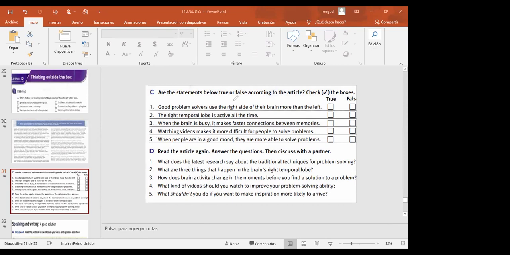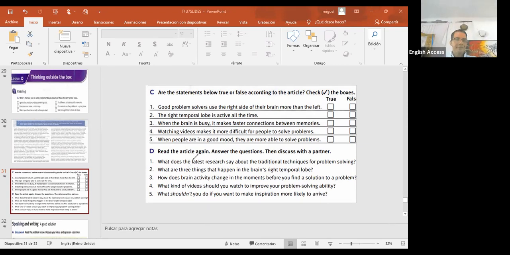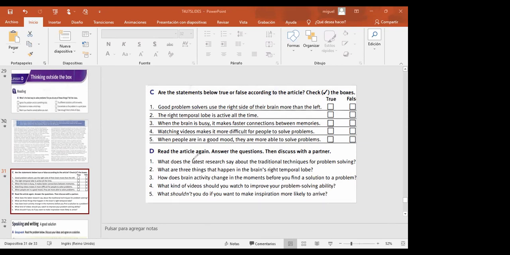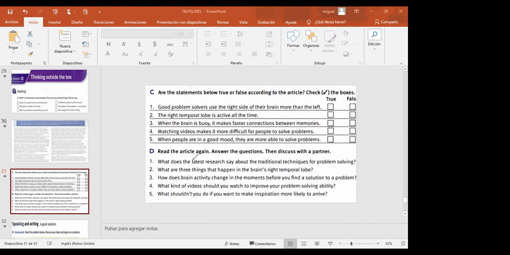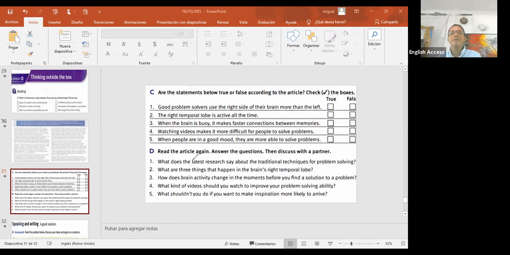When people are in a good mood, they are more able to solve problems. I think it's true, teacher. Reading the article, the investigation by the scientists said that it's true. Yes, that was the conclusion of that article, right? Yeah, if you are happy, relaxed, and calm, you are more likely to find a solution for those problems. Excellent. Okay, good job.